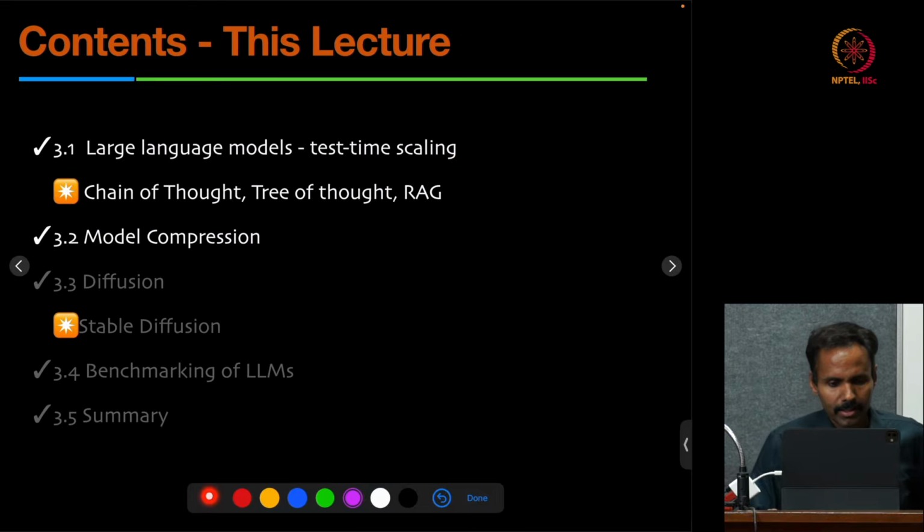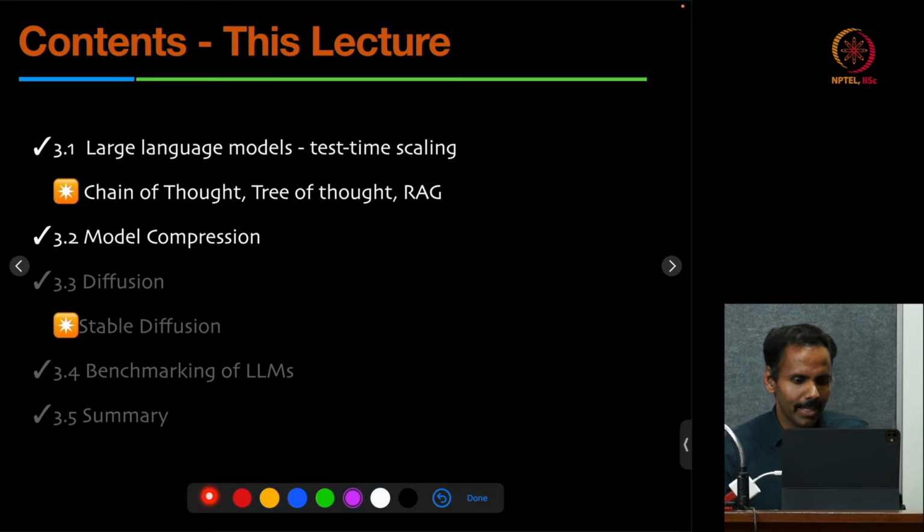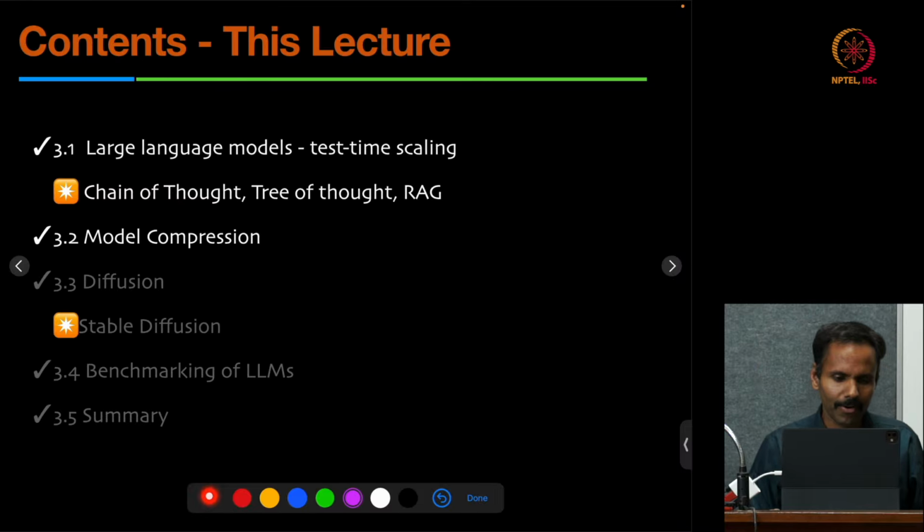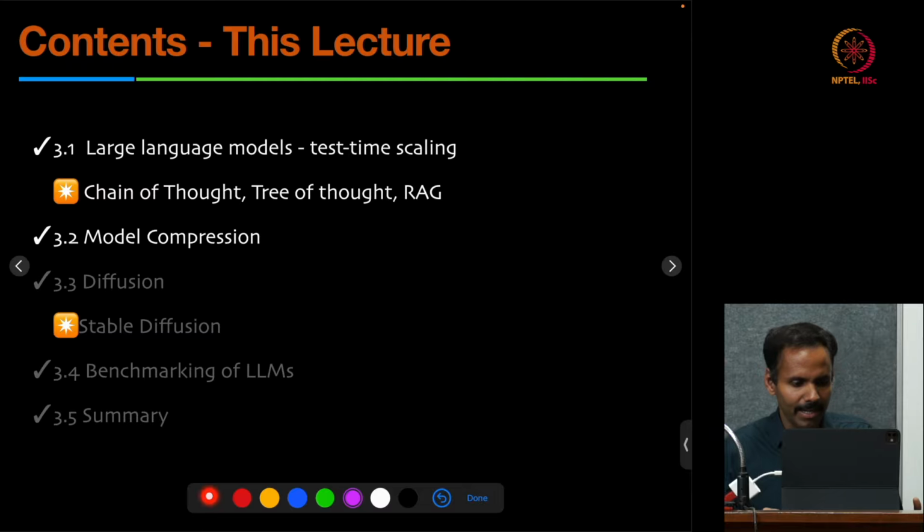Okay. So, that is pretty much the set of topics I wanted to cover on test time scaling. In the interest of time, I will take up model compression as a small subset of topics, and then we will take a short break for any questions.